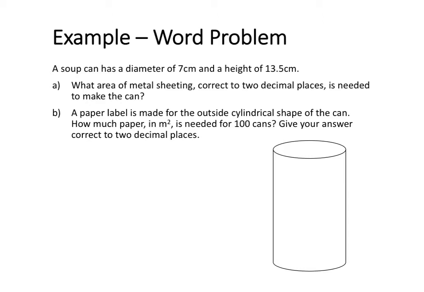And part B asks that a paper label is made for the outside of the cylinder shape of the can. How much paper in meters squared is needed for 100 cans? Give your answer correct to 2 decimal places.